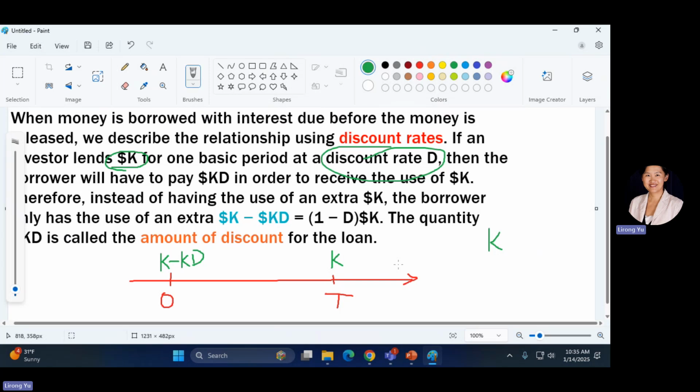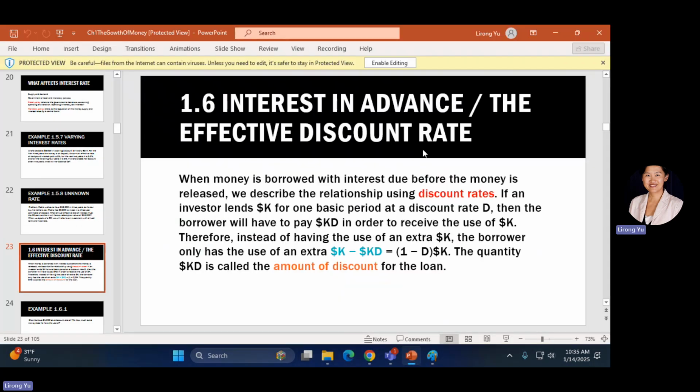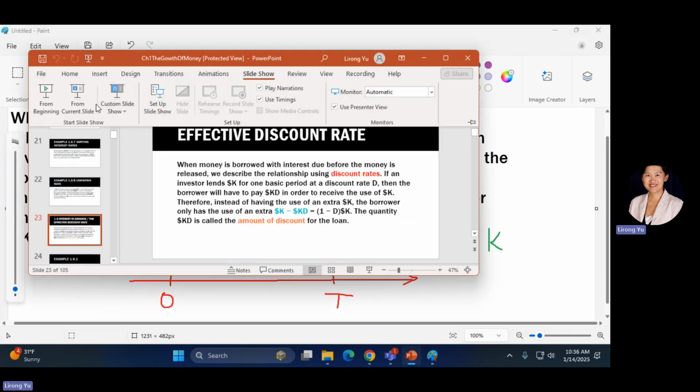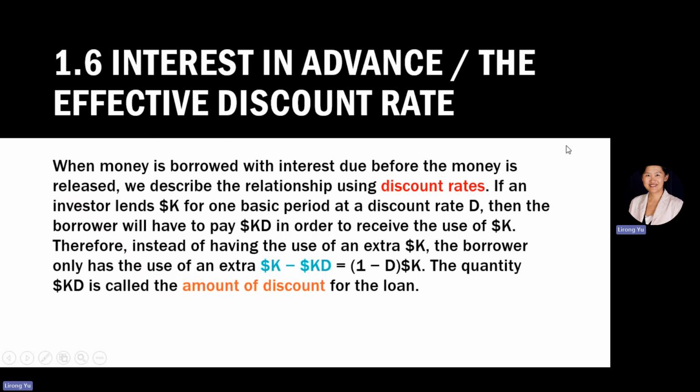K minus KD is the present value, and K itself is a future value, which is slightly higher than that, of course, because you already paid the discount at first, right? So the discount rate is not the same as interest rate, but it serves similar purposes. It is the difference between the future value and present value.